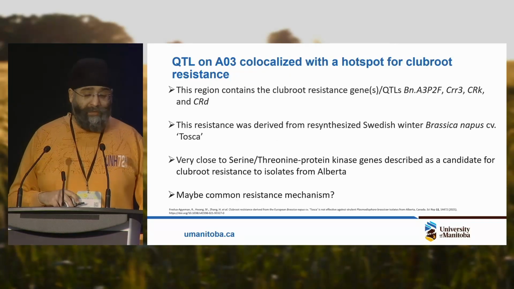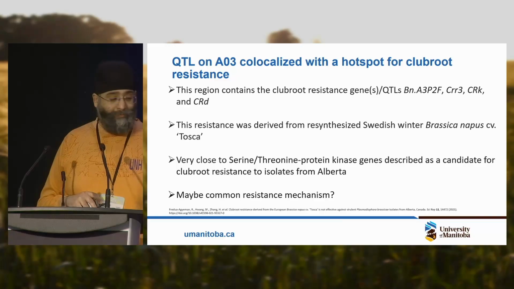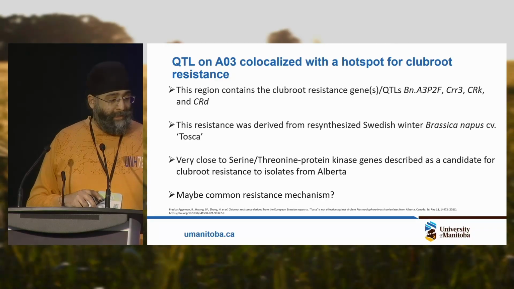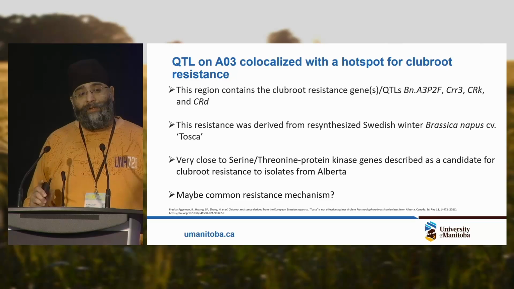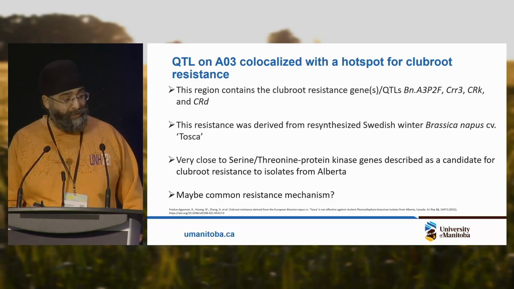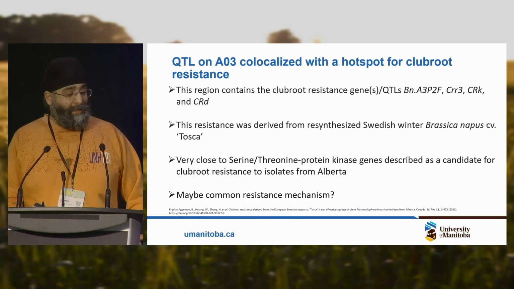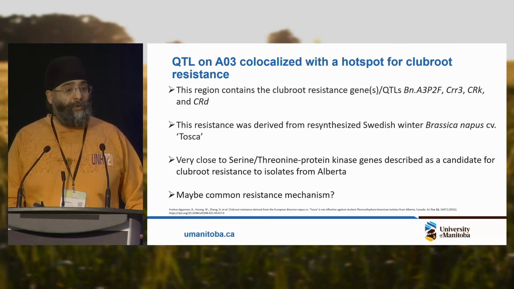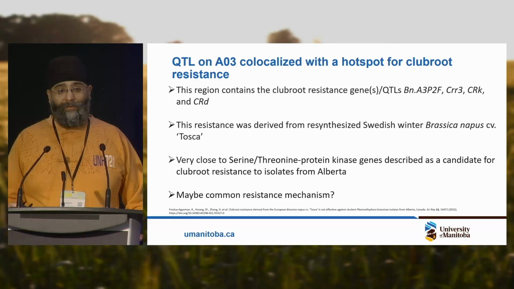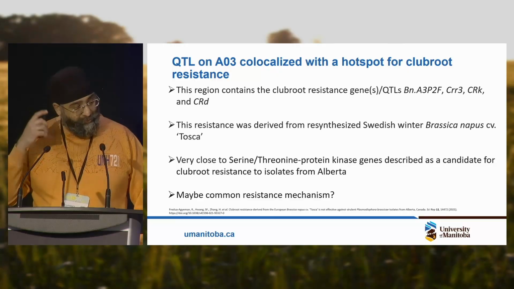It's interesting that this region on A3 contains quite a lot of resistance genes for clubroot. But this resistance was not coming from Mendel. It's coming from a Swedish winter Brassica napus cultivar called Tosca. I don't know how Tosca's background is showing up there because I have no clue about the background of most of the stuff I'm dealing with. But it's very interesting.